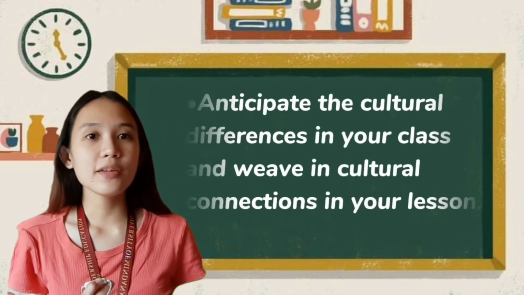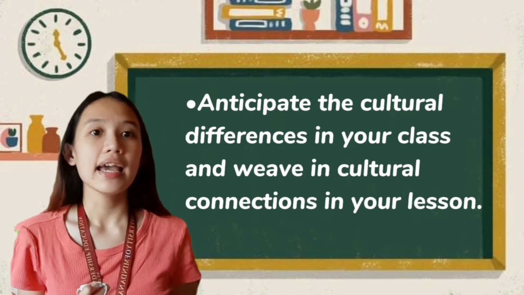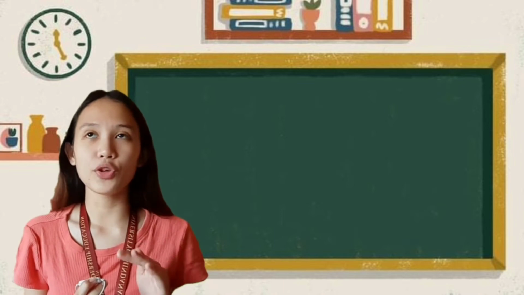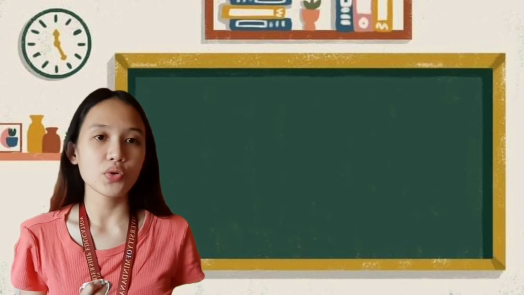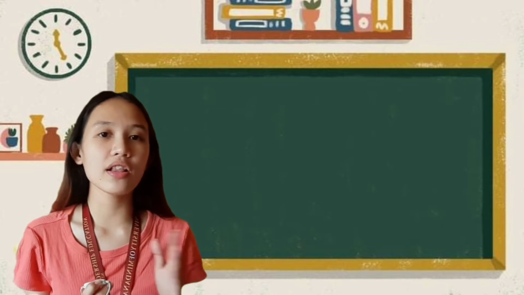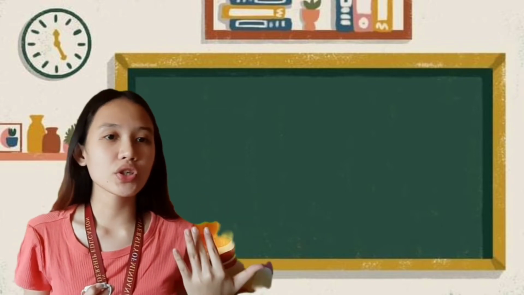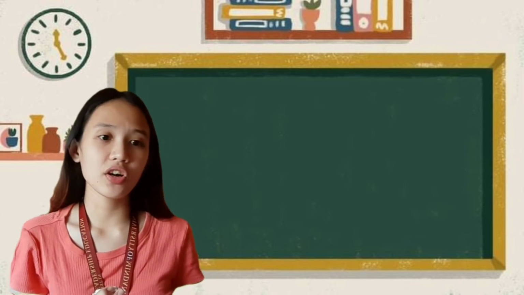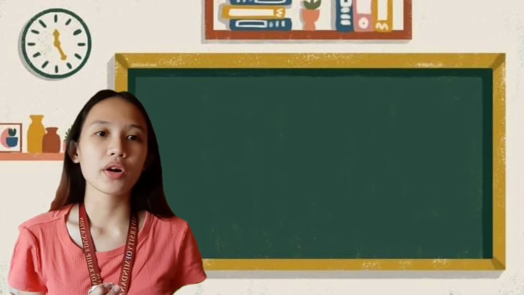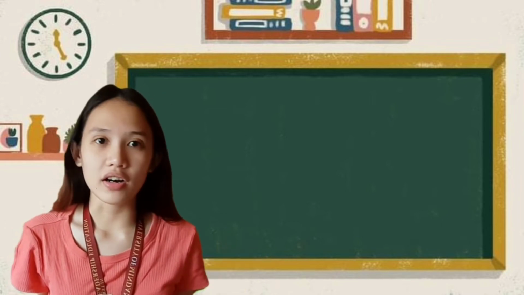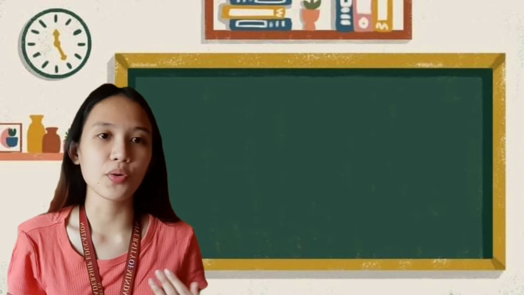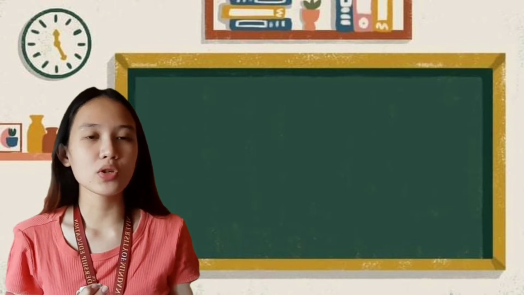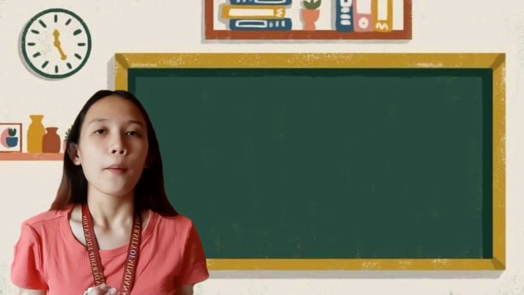And lastly, anticipate the cultural differences in your class and weave in cultural connections in your lesson. So at this juncture, you are going to be sensitive enough to all of your students since we all have different religions, cultures, backgrounds, and such. And this is just making sure that you are not going to embarrass them or make fun of what they are as a person because of their background. So you have to incorporate as well or give examples that may be able to praise what they are and praise their backgrounds.